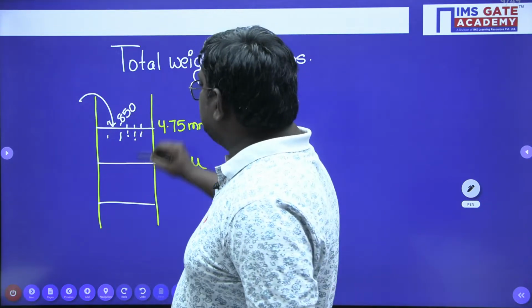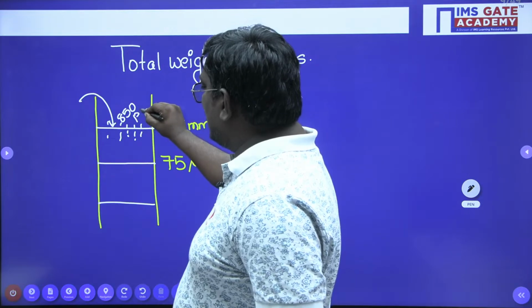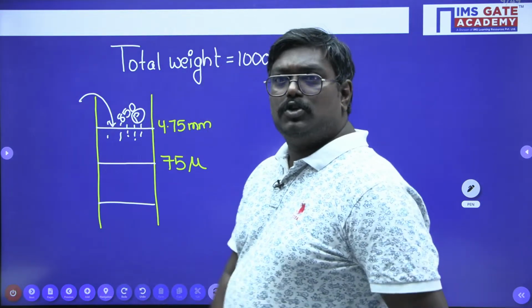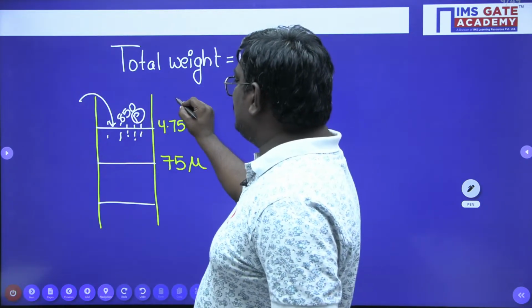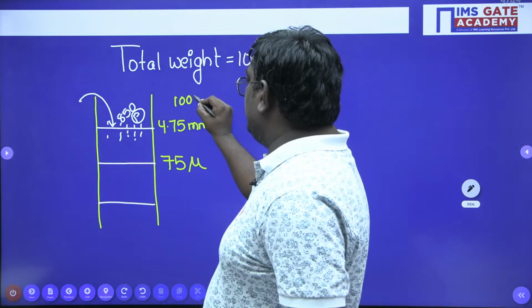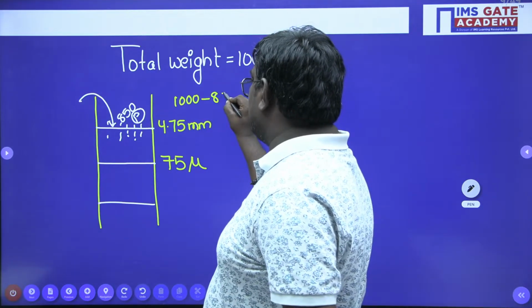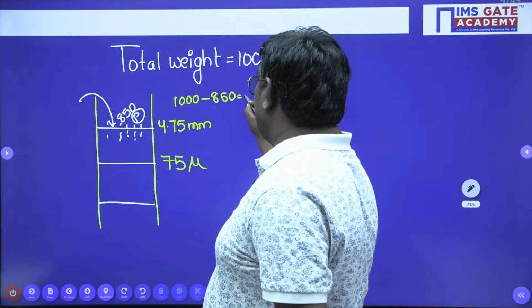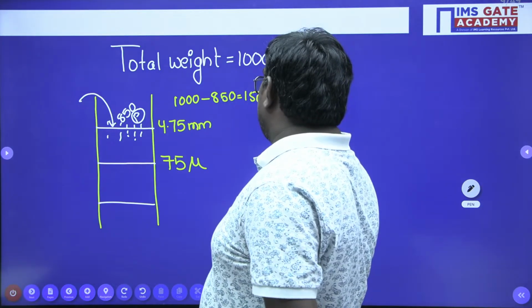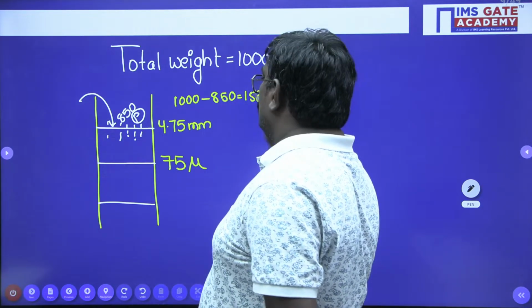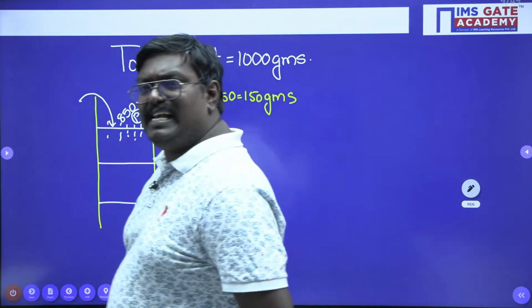So how much is retained? This is passing, I will show passing by P. So how much is retained on 4.75 mm? This will be equal to 1000 minus 850. So 150 grams was retained on the 4.75 mm sieve. Yes or no?